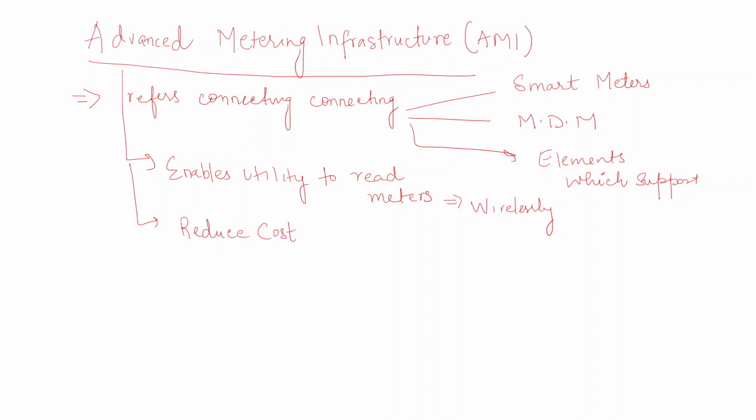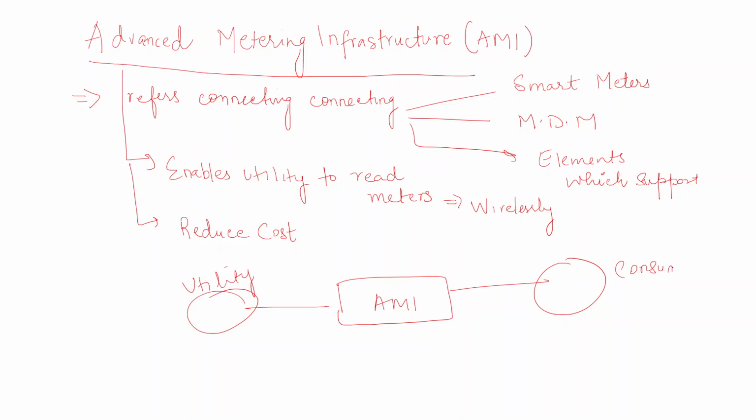So the block diagram must be like this. This is AMI. These are generally the discoms or utility, and these are the consumers which have smart meters installed in their homes or premises. So this is what it does. It connects the utility to the consumer, through which the utility can read the meter data, and it also helps in the reduction of cost associated with meter reading.